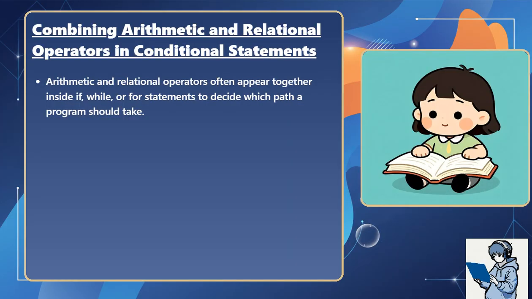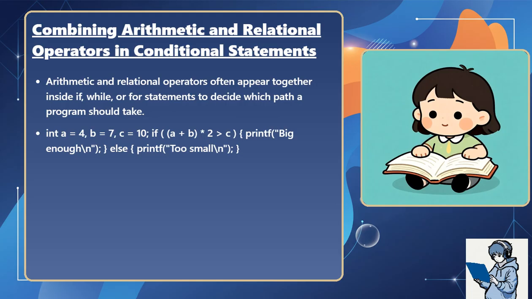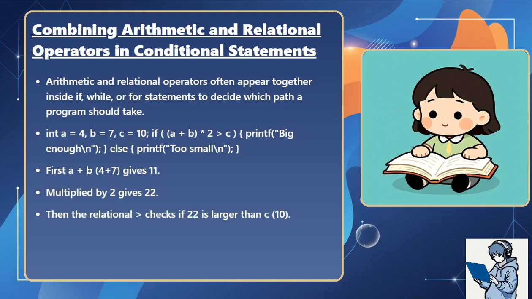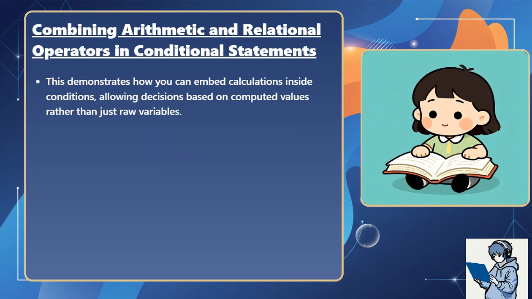Arithmetic and relational operators often appear together inside if, while, or for statements to decide which path a program should take. int a = 4, b = 7, c = 10. If a + b * 2 > c, then print "big enough", else print "too small". First, a + b = 4 + 7 gives 11. Times 2 gives 22. Then the greater than operator checks if 22 is greater than c, which is 10. Because it is true, the first block executes. This demonstrates how you can embed calculations inside conditions, allowing decisions based on computed values rather than just raw variables.